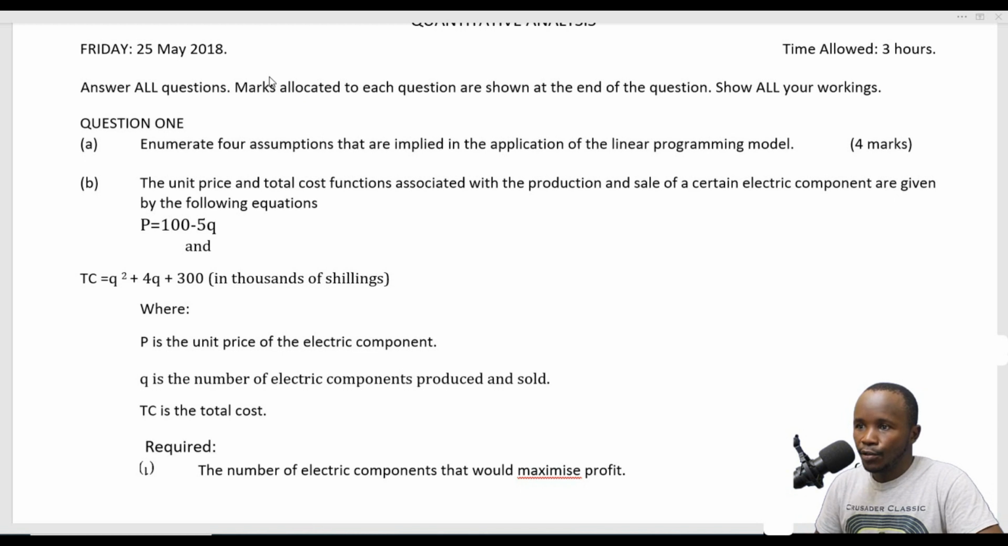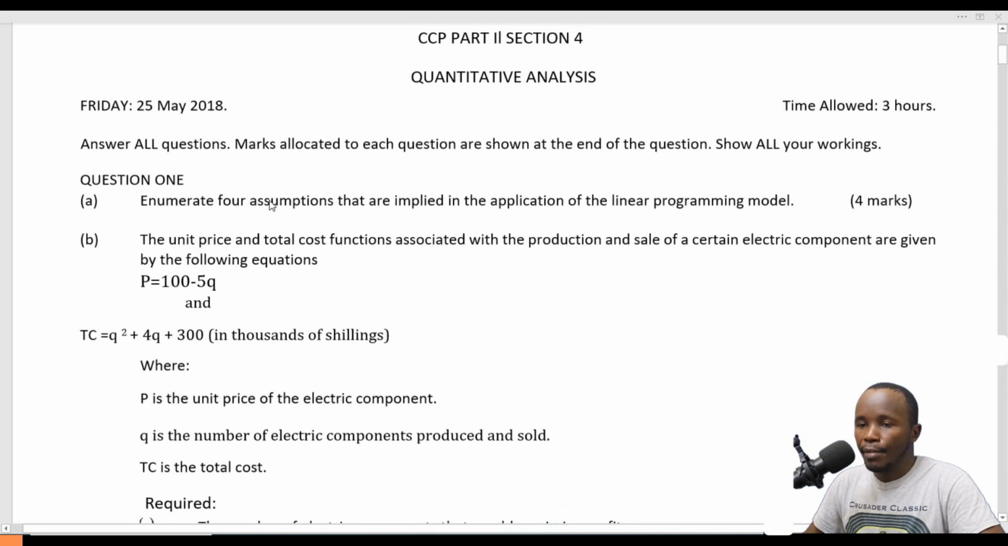Welcome to another lesson. In this video, we are looking at a KASNEB exam that was tested in May 2018, and it's a continuation of a series of questions that we have discussed before. We are specifically looking at the questions on calculus. We had covered integration and differentiation in detail. Let's look at the practical application of the same concept in an exam situation.